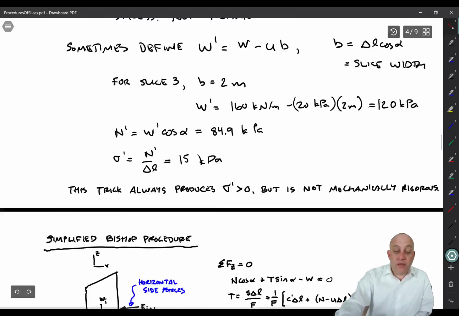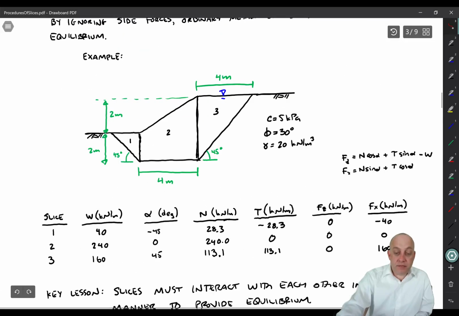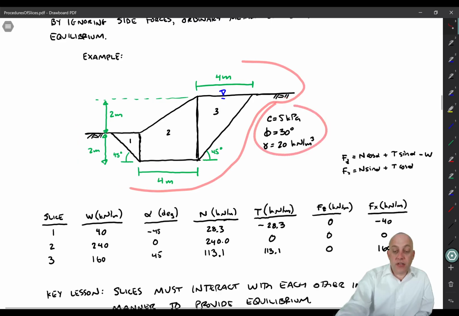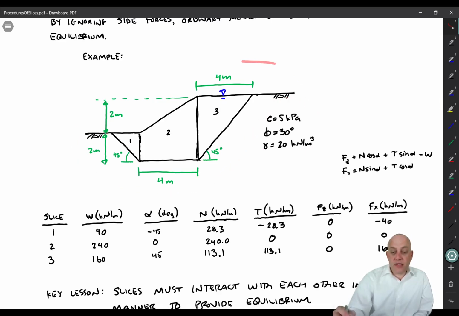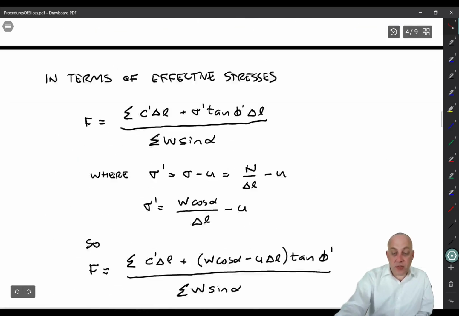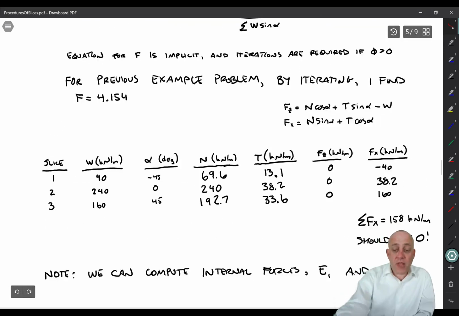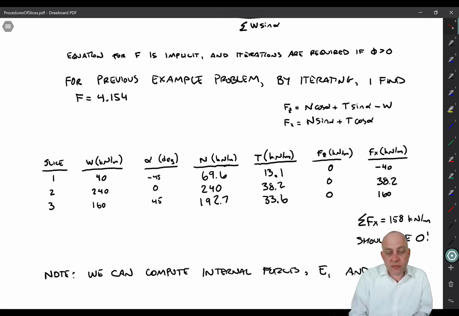Okay, so I've done that for this previous problem, illustrated right here, that we did for the ordinary method of slices. Now we're going to solve it using the simplified Bishop procedure. And by iterating, I found that the factor of safety is 4.154. And it only took me about 3 iterations to get that result. So I'm not illustrating how I did that. We can talk about it during one of the live sessions if you want.